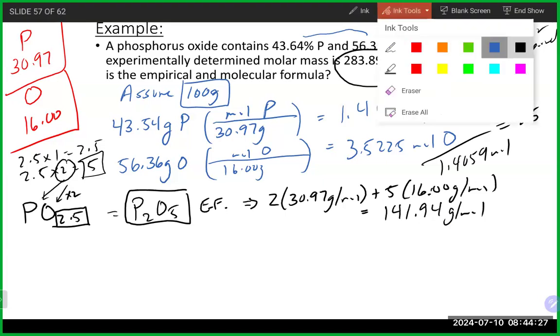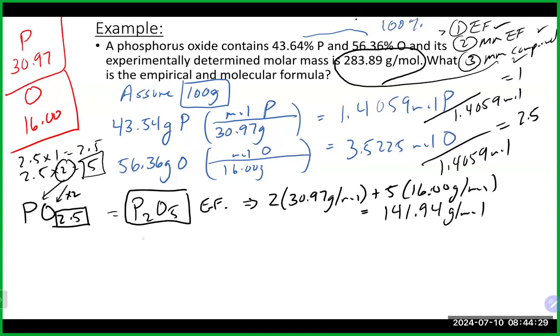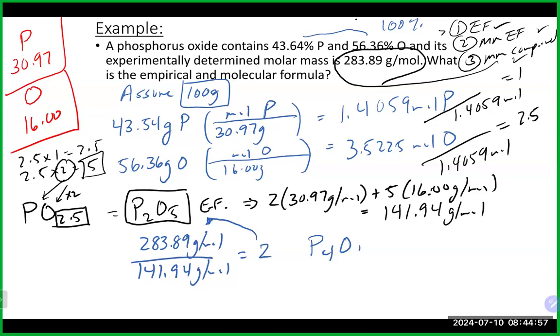Now that we have our empirical formula and its molar mass, and we have the molar mass of the compound given to us, that is all we need. We take the molar mass of the compound, 283.89, and divide it by the molar mass of our empirical formula, 141.94. That gets us about a 2. That is the factor we multiply our empirical formula by, and that will give us P4O10 as our molecular formula. Any questions on those calculations there?